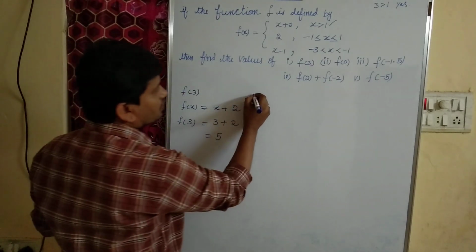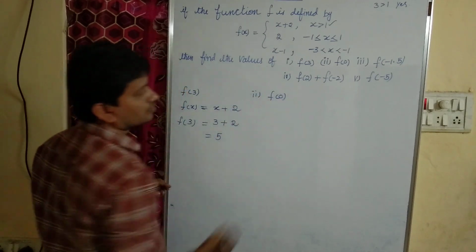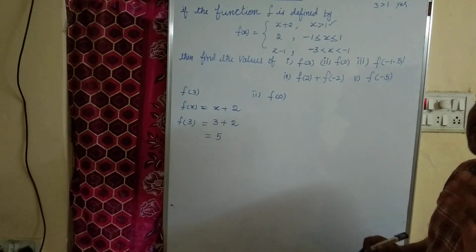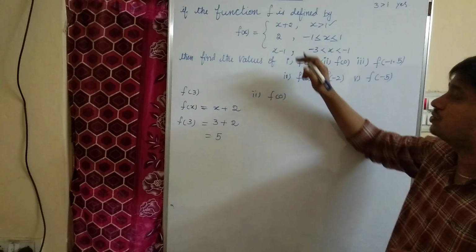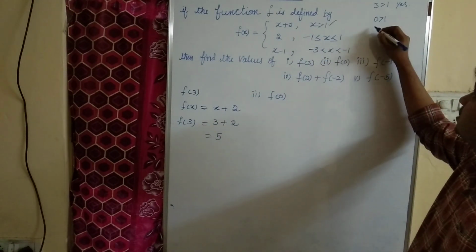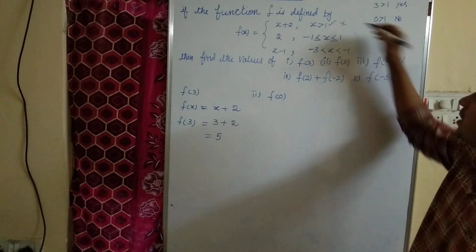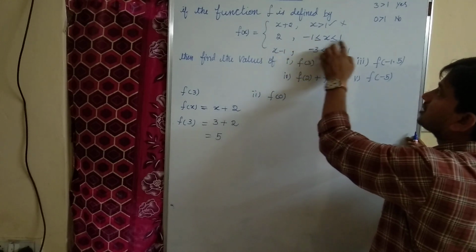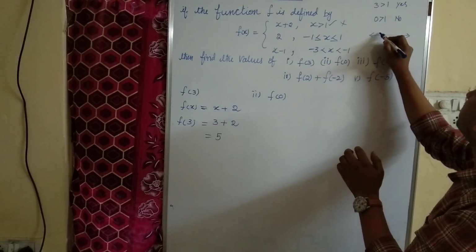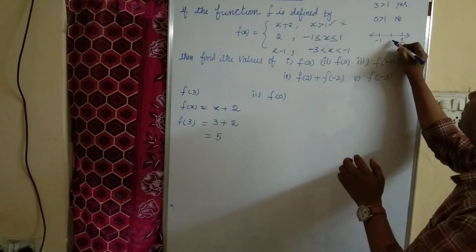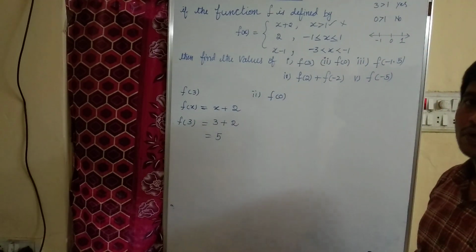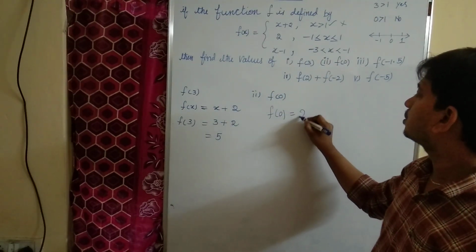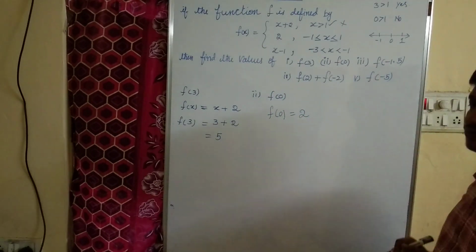Okay children. Now coming to the second question, f of 0, as x value is 0. So which condition do you need to go with? Either you go with x plus 2. Suppose you take x equal to 0. Is 0 greater than 1? No. Then you should not take this condition. Now the second condition, x should lie between minus 1 and plus 1. In between minus 1 and plus 1, we have 0 of course. So we have to go with condition number 2. So f of 0 is constant, which is equal to 2.